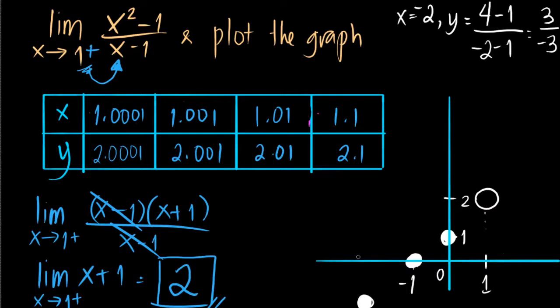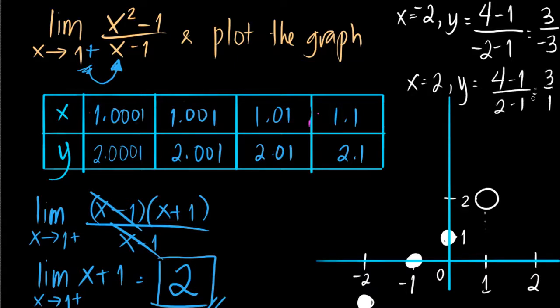And lastly, let's put here another one for 2, no? So what if x is equal to 2? Then y is equal to 4 minus 1 over 2 minus 1 is equal to 3 over 1, which gives you 3. So ari diri ang ato na. Okay. So with this, guys, you can actually plot a little straight line.